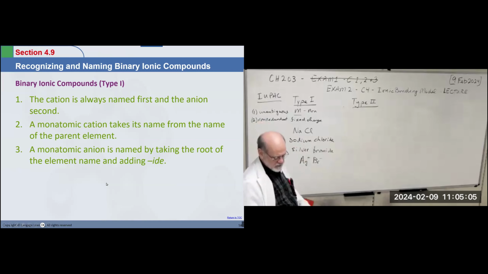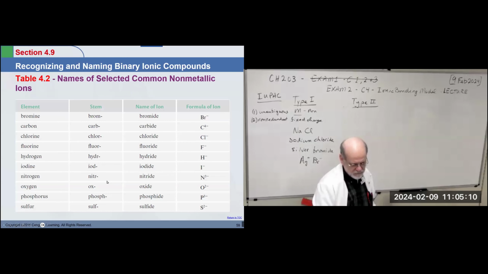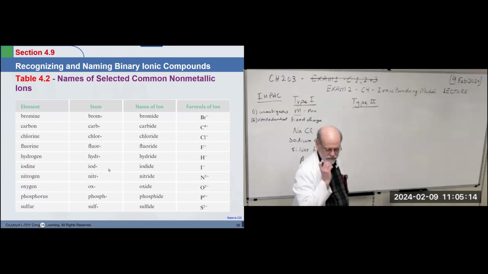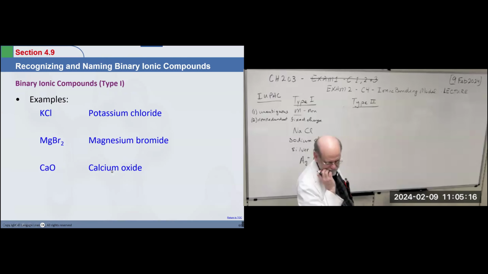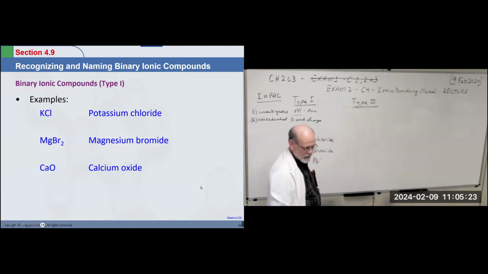We could do that with some others. Let's see, maybe we got some examples here we could work with. Yeah, okay. I think there's examples in the next slide. Yeah. There you go.